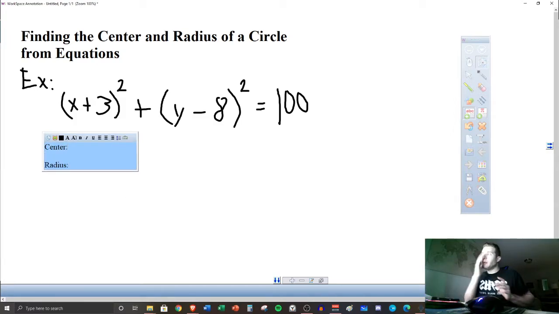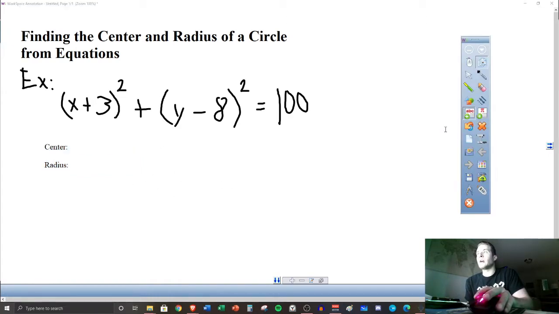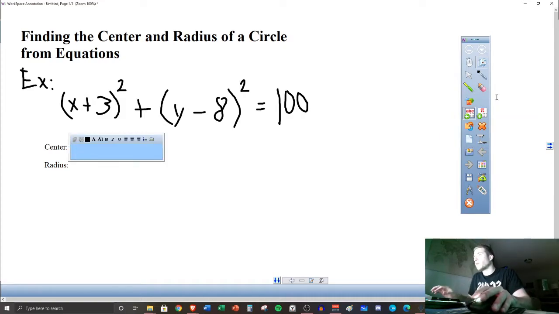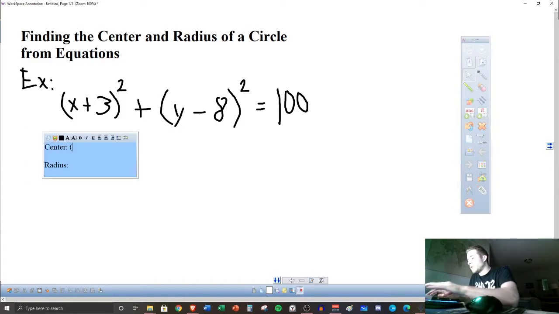And what I want you to do is, based on what we've learned and what we know about the circles and their equations, I'm going to pause the video and I want you guys to try to figure out what is the center, which needs to be an ordered pair, right? So we need an ordered pair. Leave some space. Okay, and then the radius is going to be one singular value. So I'm going to pause it and let you guys try that.